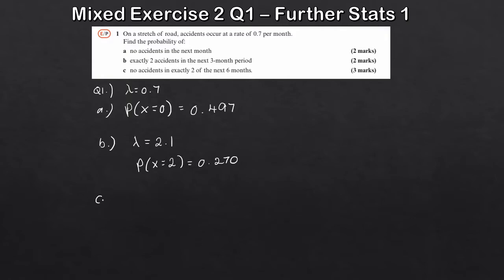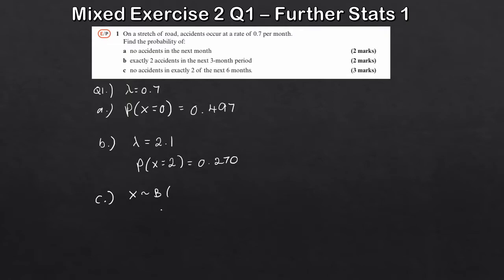And then finally, it says that there's no accidents in exactly 2 of the next 6 months. Now, this can sometimes throw people off a little bit. The way to think about this is if you're looking at a Poisson distribution, but over an extended time frame, and you're looking for a certain amount out of that period, we don't model this with a Poisson, we model this actually with a binomial distribution. So, what I'm going to say is that X is modelled with a binomial distribution.